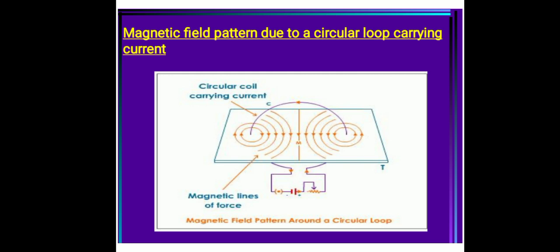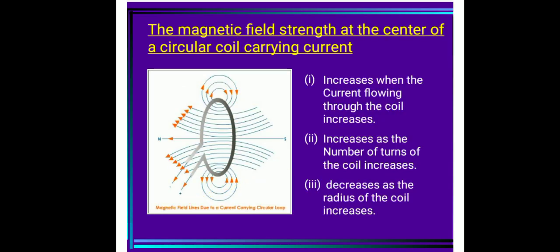Now, how can you increase the strength of the magnetic field at the center of a circular coil carrying a current? You can increase the strength of the magnetic field by increasing the current flowing through the coil, by increasing the number of turns used in the coil, and by decreasing the radius of the coil. In these ways you can increase the magnetic field strength. These are some important points related to the magnetic field due to a current carrying circular coil.